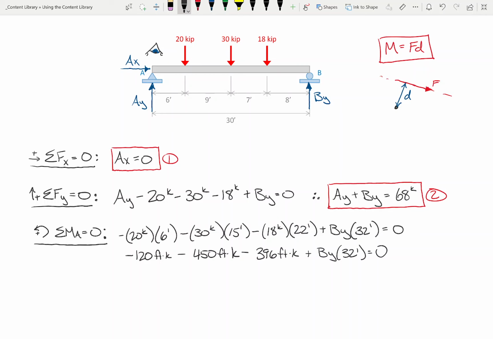Shouldn't BY be times 30? Why did I say 32? It's 30. You're right. I'm looking ahead is what's happening. You'll see why.